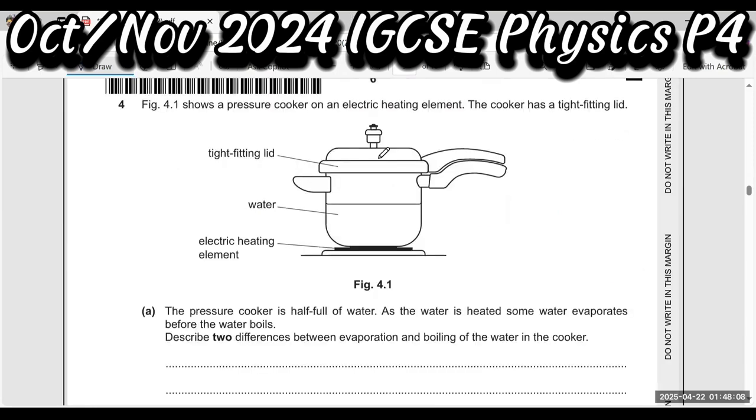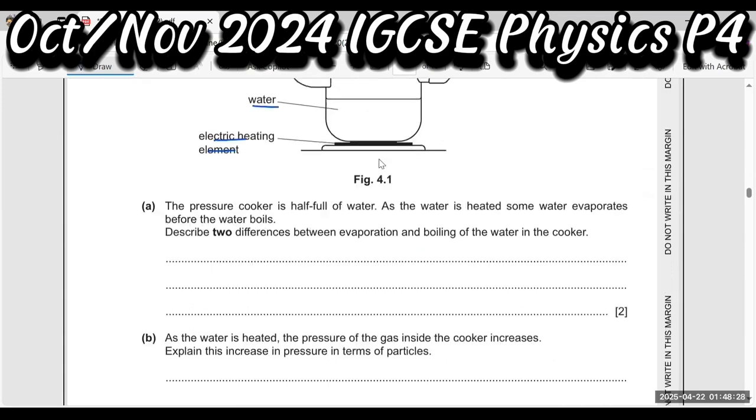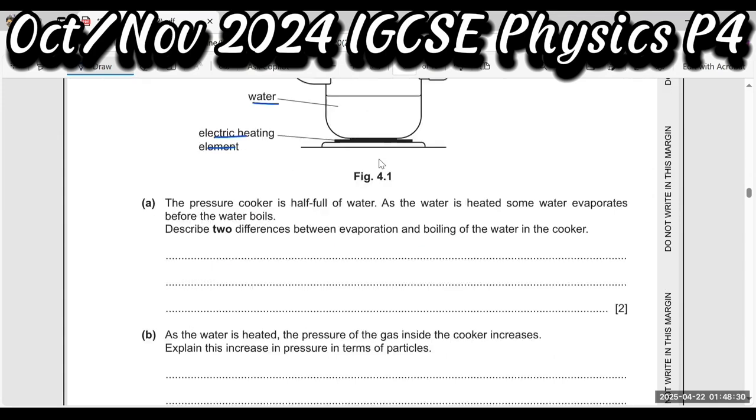4.1, shows a pressure cooker on an electric heating element. There is water inside the cooker, electric heating element, and tight fitting lid, sealed cooker. So the pressure cooker is half full of water. As the water is heating, some water evaporates before the water boils. Describe two differences between evaporation and boiling. And these differences are given in your book.